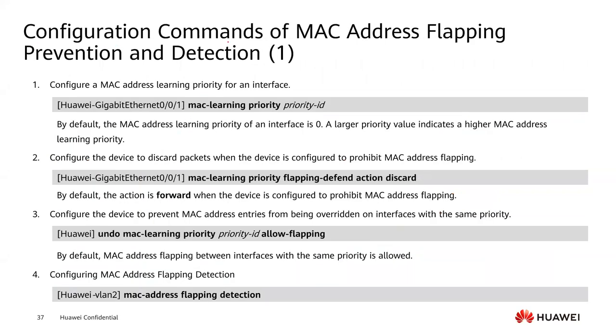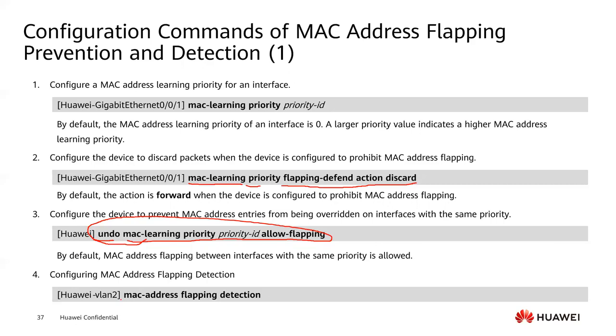And let's look at how to configure these commands. The first one is the MAC learning priority, which we have already covered before. The interface with higher priority will keep the MAC address. Another command defines what action we will take. We can configure the device to discard this kind of packet when it is configured to prevent MAC address flapping. You can use the command mac-learning priority flapping-defend action discard. And then we can use the command undo mac-learning priority allow-flapping. It means that if this port receives frames, these frames will override MAC address entries, since it does not have priority.